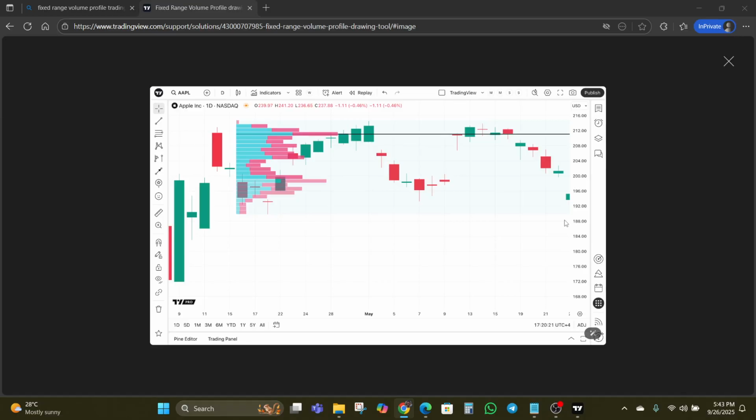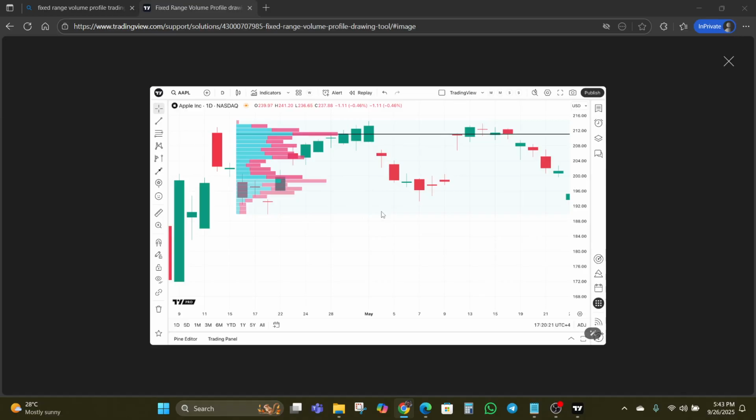Using this tool helps traders identify key market levels, such as areas of high interest where price may pause or reverse, called high volume nodes. Low volume nodes indicate areas of less trading activity, often representing price gaps or breakout zones. Understanding these levels can improve your market timing and technical analysis.